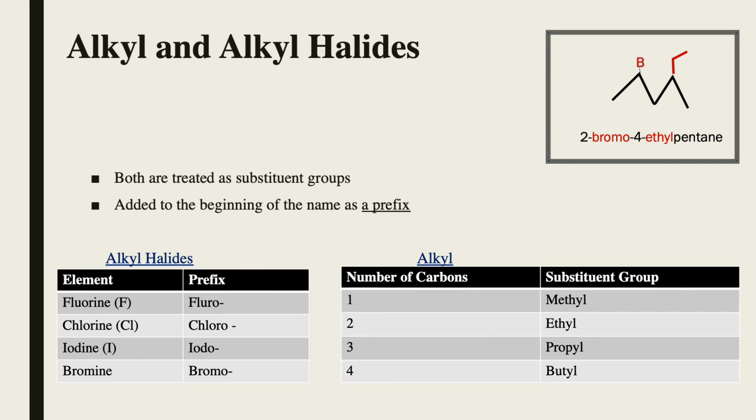Moving on to alkyl and alkyl halides, they're both treated as substituent groups and they're added to the beginning of the name as a prefix. So we have our alkyl halides. If you have the element fluorine, you're going to change that to fluoro. And if you have chlorine, you're going to change that to chloro. Same with alkyl groups. If you have a side chain that is composed of 2 carbons, let's say, you will call it ethyl. And they follow the same stem or prefix as your alkanes.